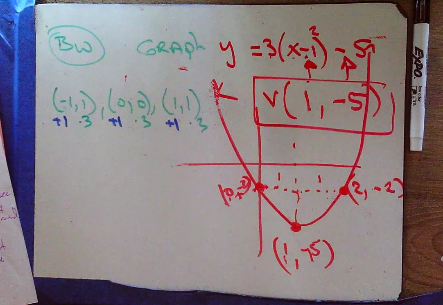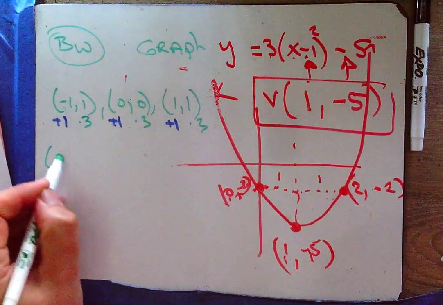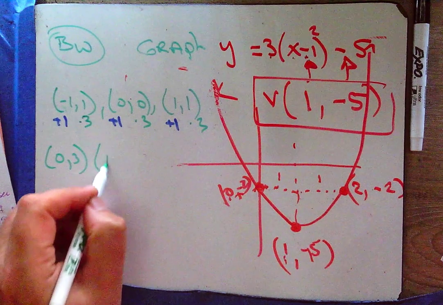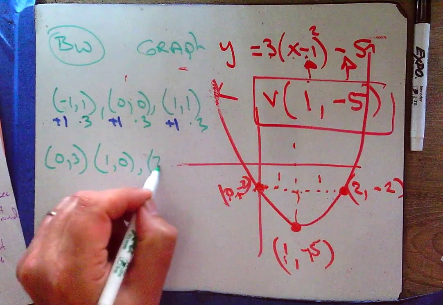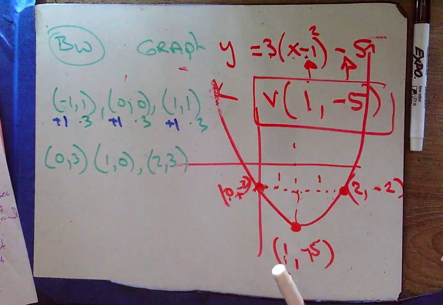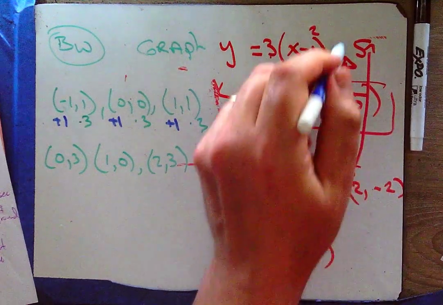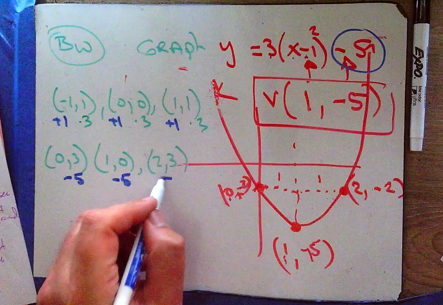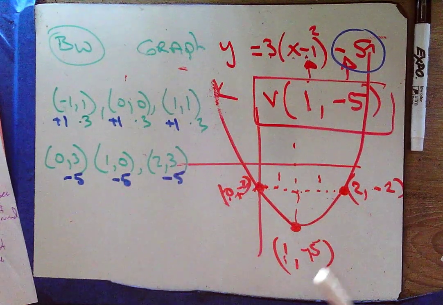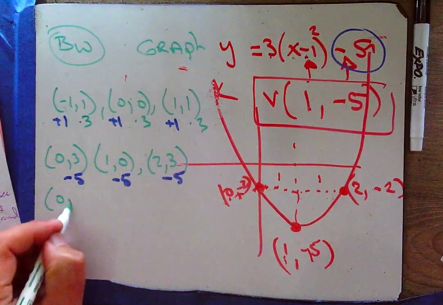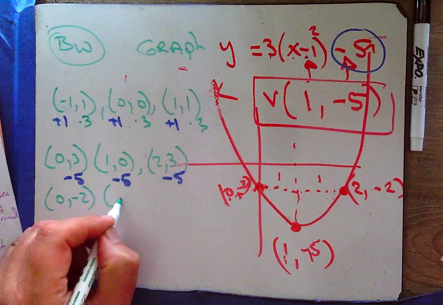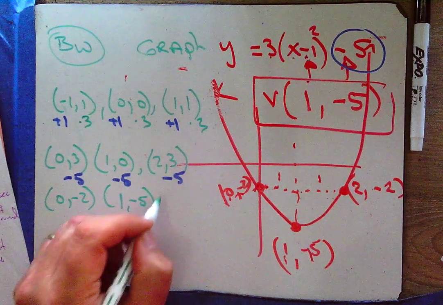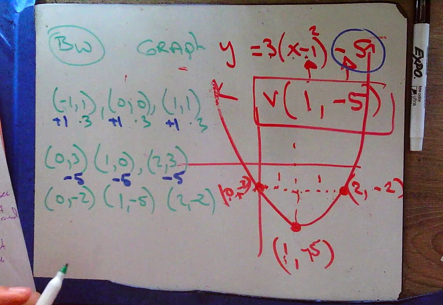Okay, so what will our new points be? Well, 0, 3, 1, 0, 2, 3. But wait, there's still one more transformation. I have to subtract 5 from all the y values. And so I end up with 0, -2, 1, -5, 2, -2.